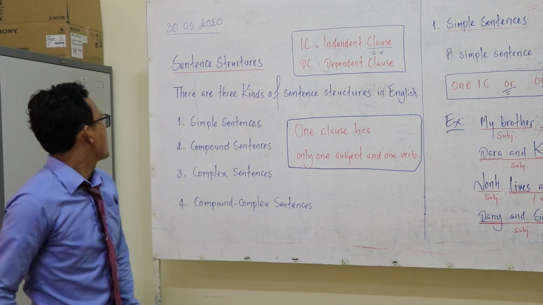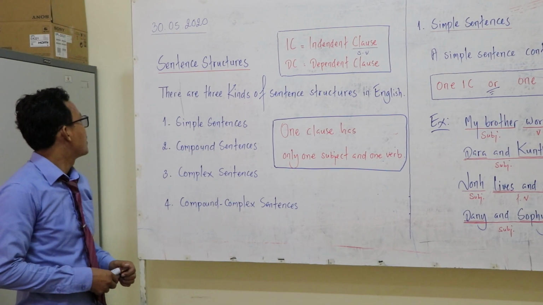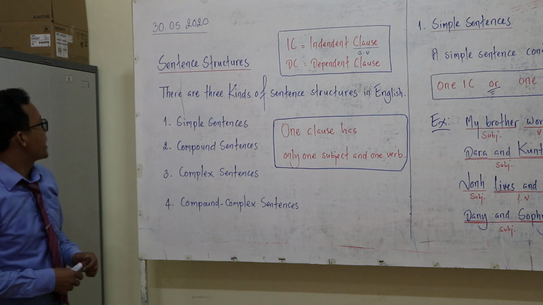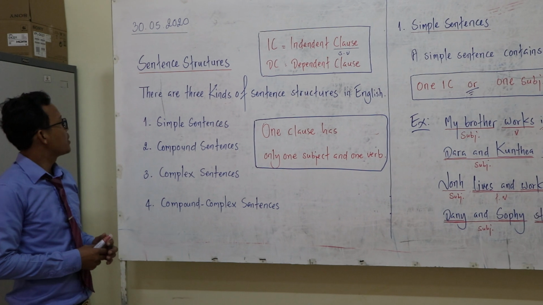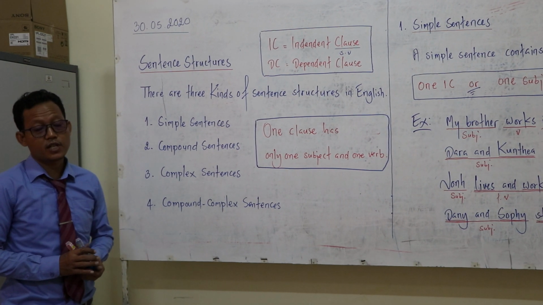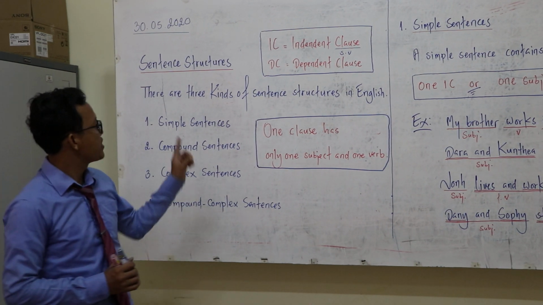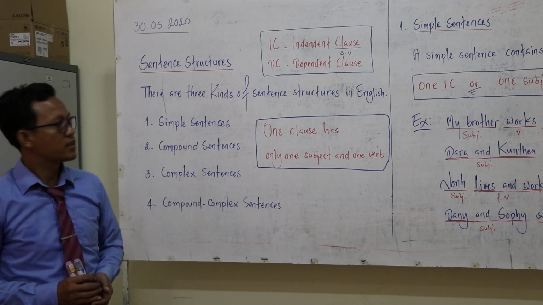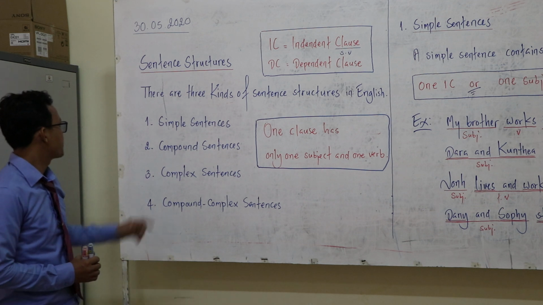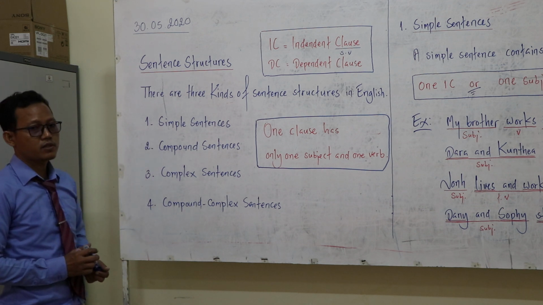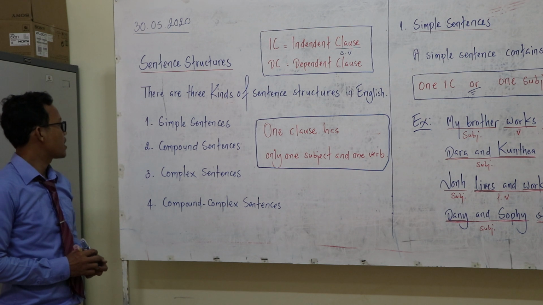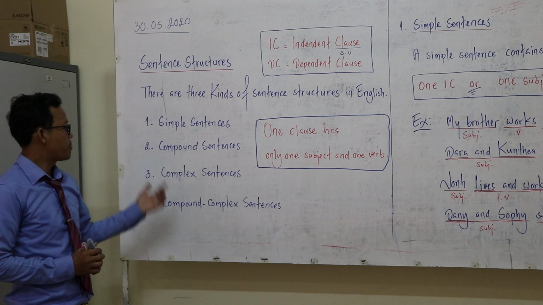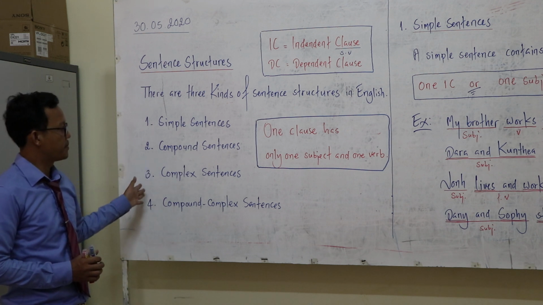Today I have to tell you again about sentence structures. So how many kinds of sentence structures are there? You can see here, there are 4 kinds of sentence structures in English. The first is simple sentences. The second is compound sentences, then complex sentences, and compound-complex sentences. So there are 4.